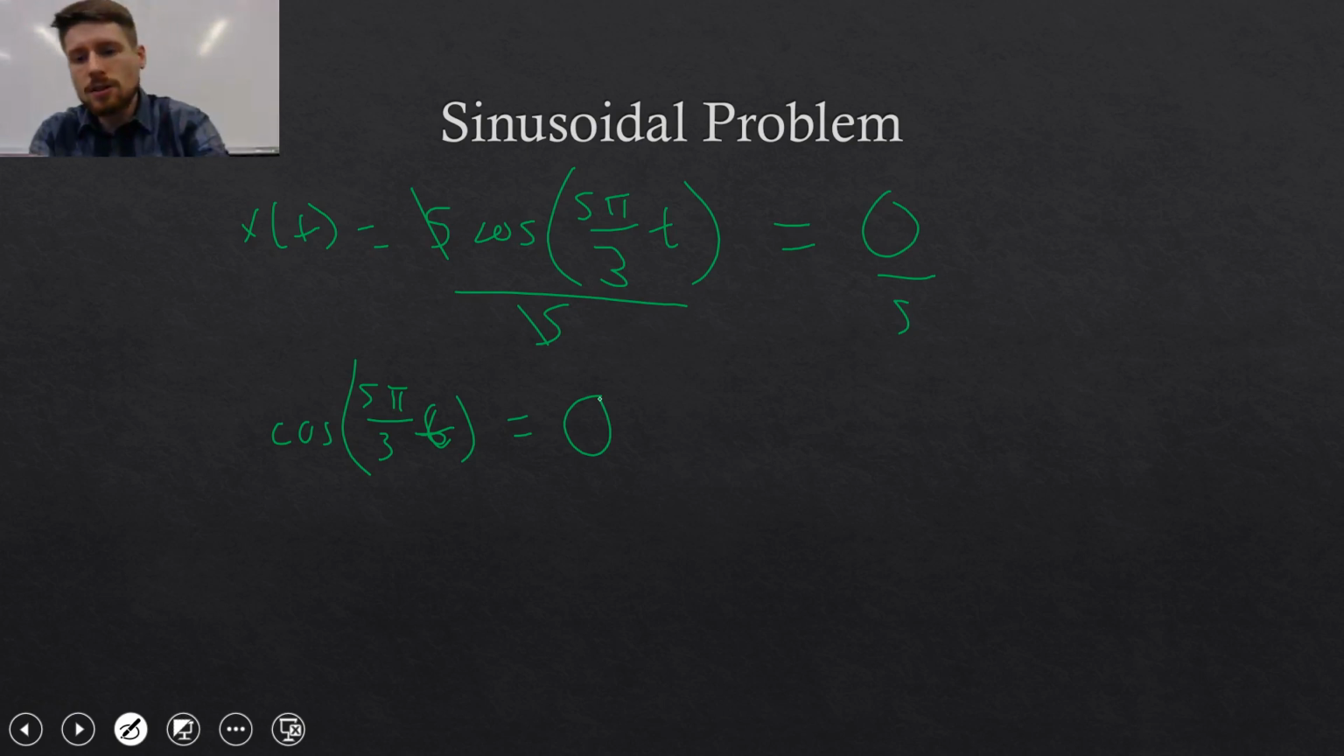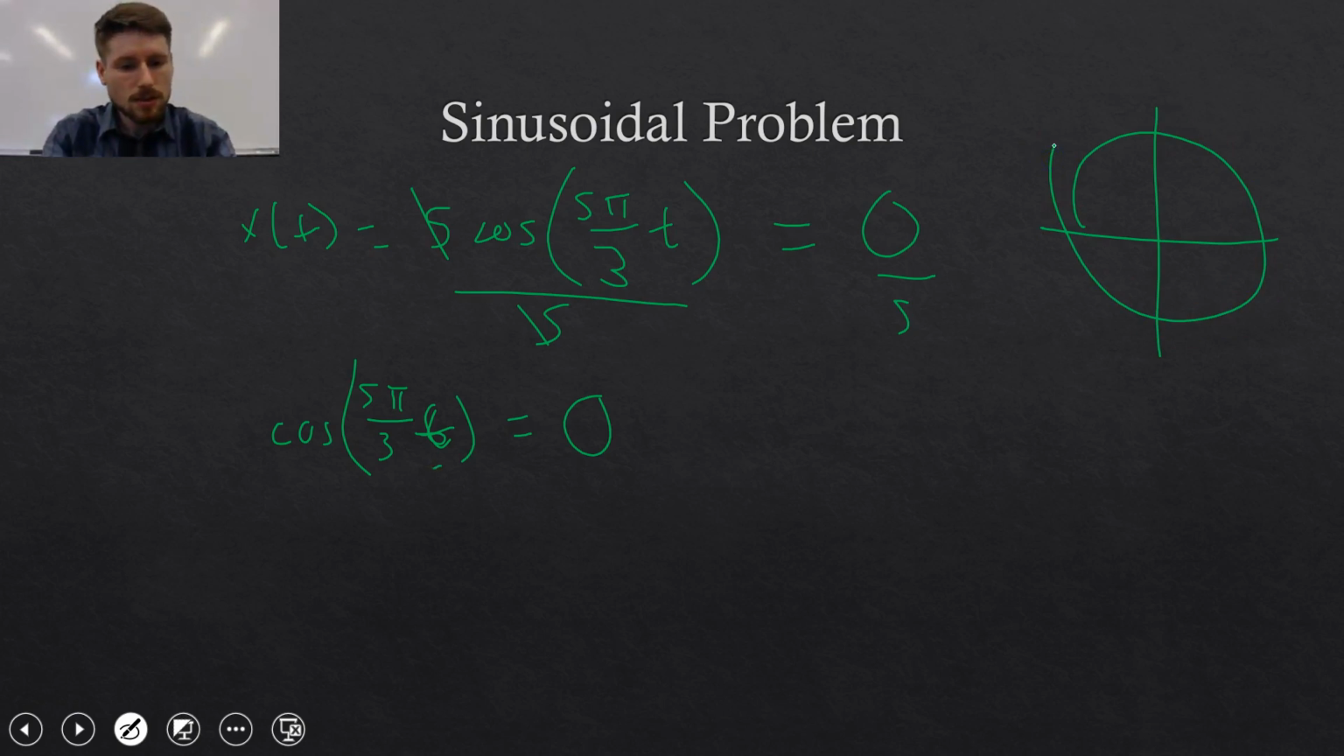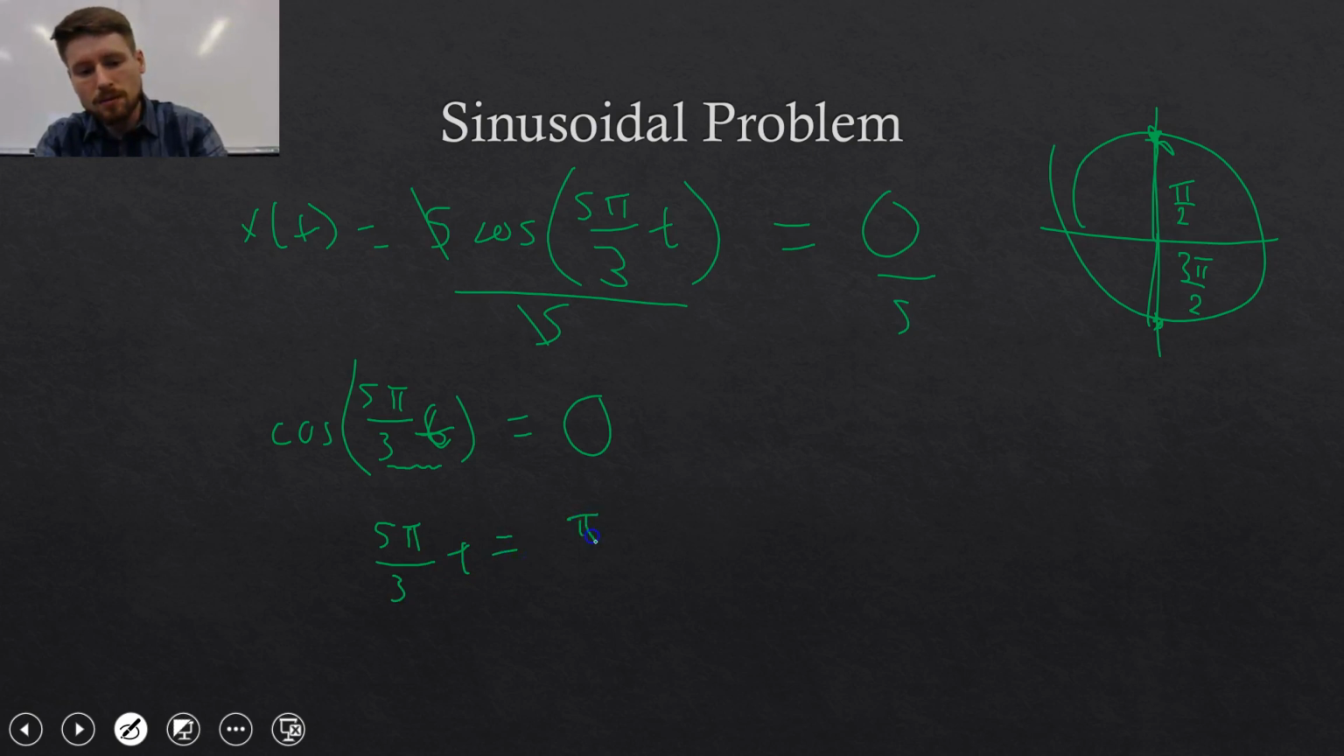So we think back to the unit circle, and we would say, well, we need this argument, which is right here, 5 pi over 3 t, to be one of these special values, either pi over 2 or 3 pi over 2, or we could keep adding and subtracting multiples of pi to this. So that says that 5 pi over 3 t must be pi over 2 plus an integer multiple of pi. So any n would satisfy this equation.